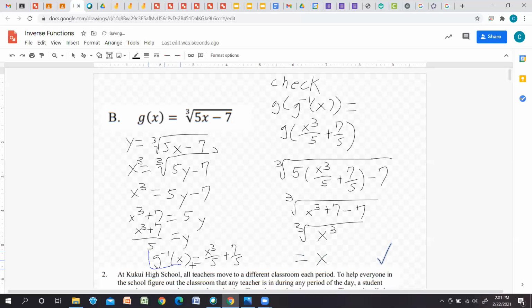All right? So again, the main idea here is these two functions have their input and output switched. So if you made a table of these two functions, you'd see that they're like mirror images, just the inputs and outputs are switched, the two columns.